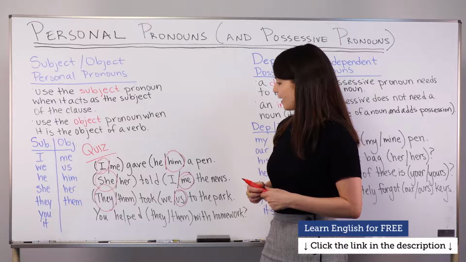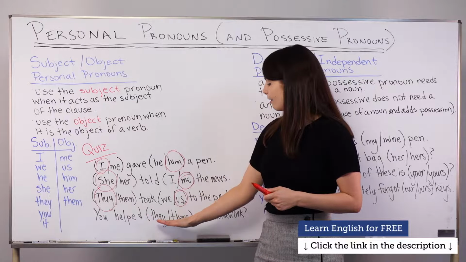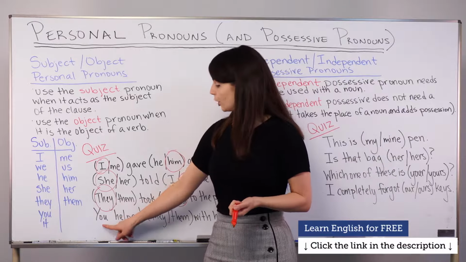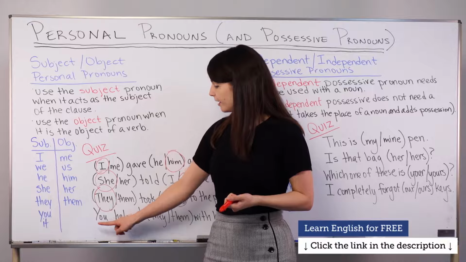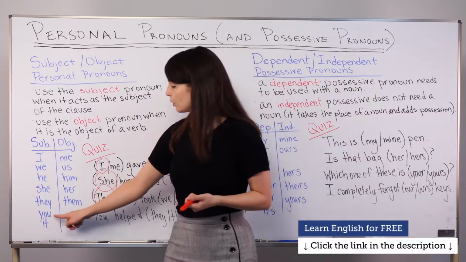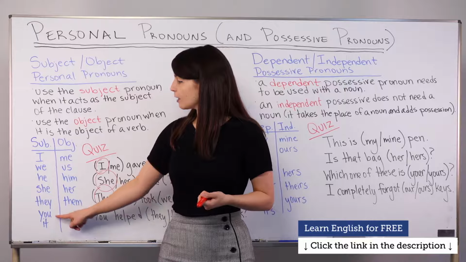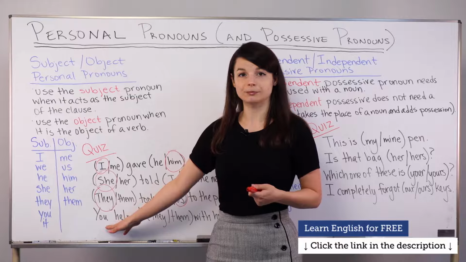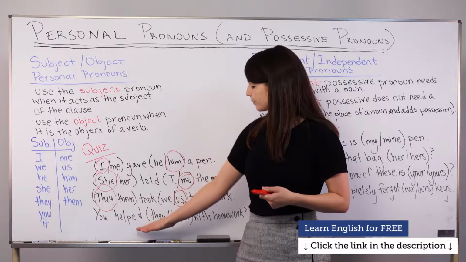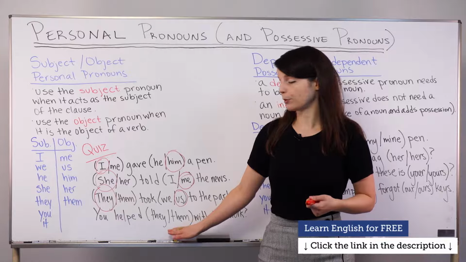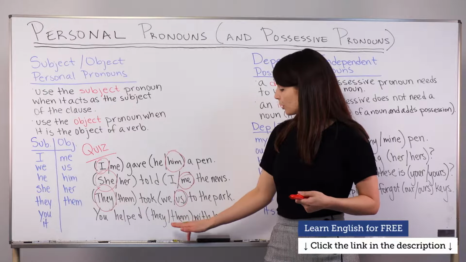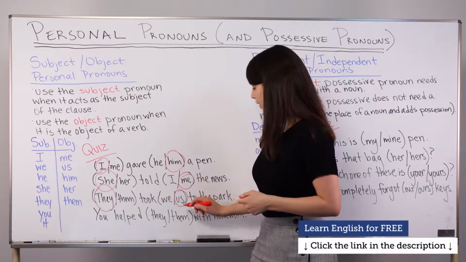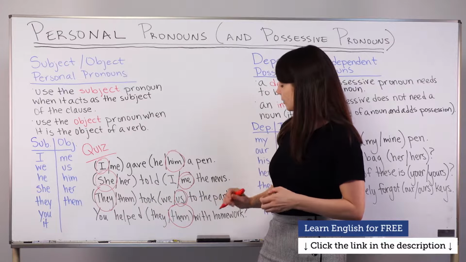Okay, let's look at the last one here. You helped they or them with homework. So this is a question. Here we don't need to make a decision because the subject is you. So we know that you does not change. If it's the subject, it's you. If it's the object, it's you. So there's no choice to make here, you. So you helped. The object, however, does require we make a choice. You helped they or you helped them. So here we see the object is them in this case. So the final sentence is you helped them with homework.